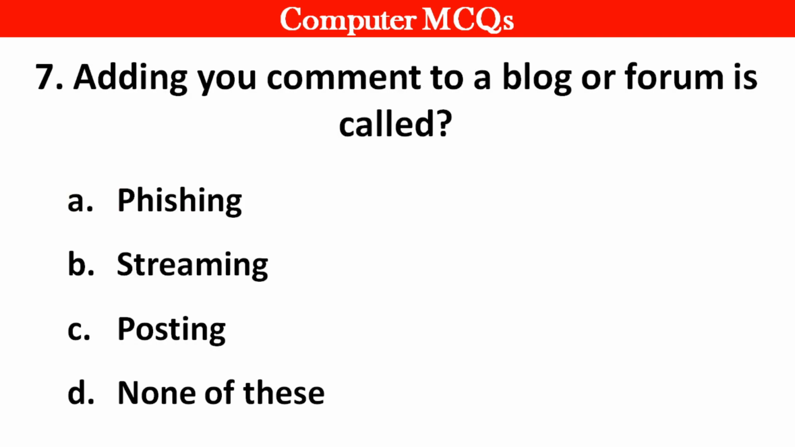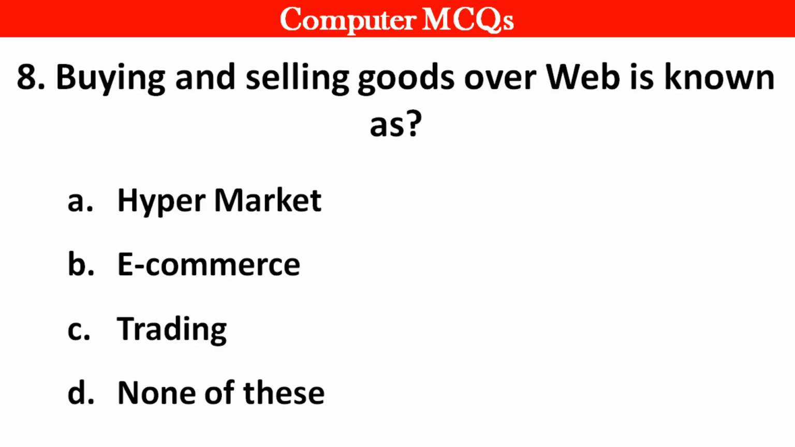Next question, adding your comments to a blog or forum is called. Right answer is option C, posting. Next question, buying and selling goods over the web is known as. Options: A, hypermarket; B, e-commerce; C, trading; D, none of these. Right answer is option B, e-commerce.